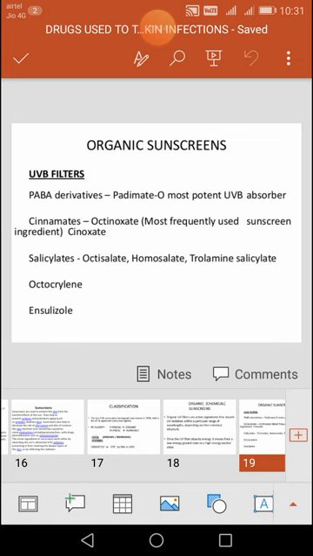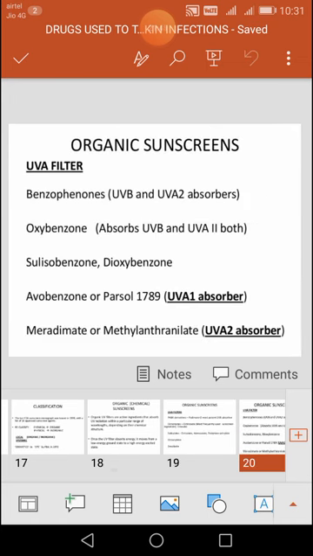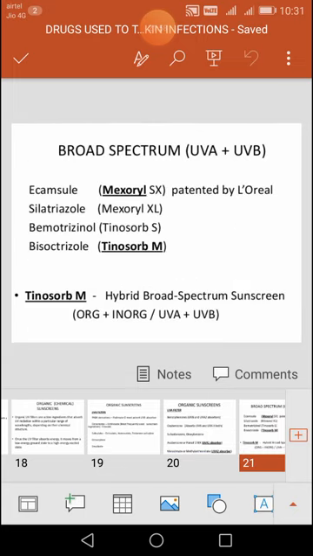Next, among organic sunscreens, UVB filters are there: PABA derivatives, cinnamates, and salicylates like octisalate, homosalate, and ensulizole. These are the ultraviolet ray filters. Then, continuing, benzophenones are there, like oxybenzone. These are the different types of combinations they use in creams.